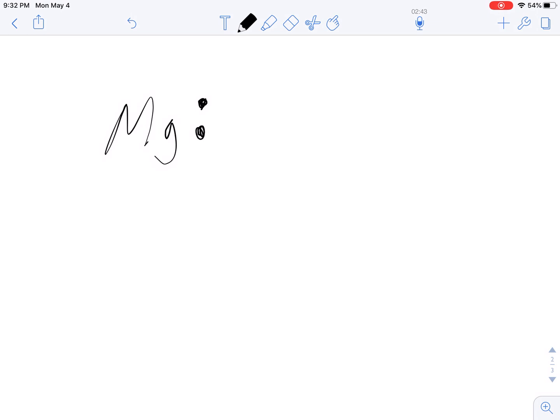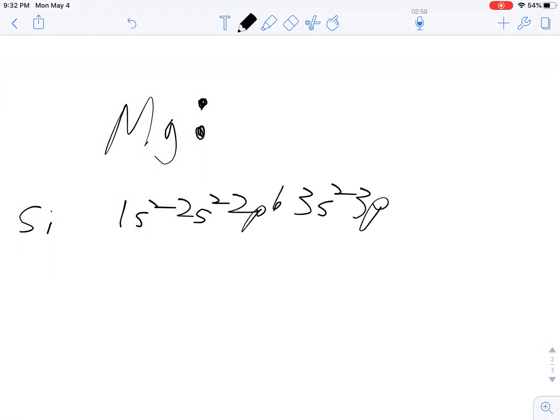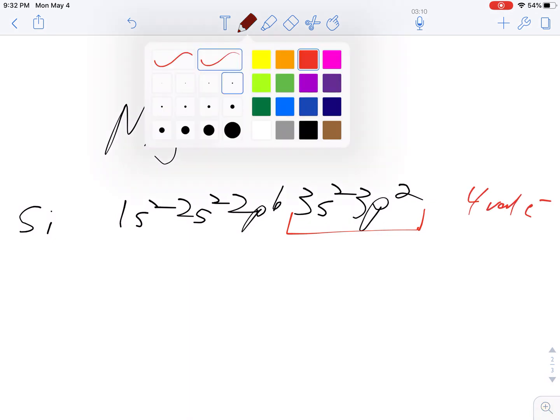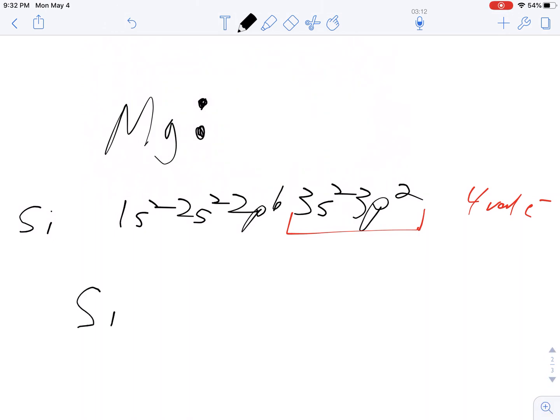How about if we did, let's say, silicon? Okay? We have to know the electron configuration of silicon. Well, silicon is 1s2, 2s2, 2p6, 3s2, 3p2. So that means silicon is going to have 4 valence electrons. Okay? So to put the dots around silicon, it's got 2 s's, so they go there. The s electrons always go on the right side.